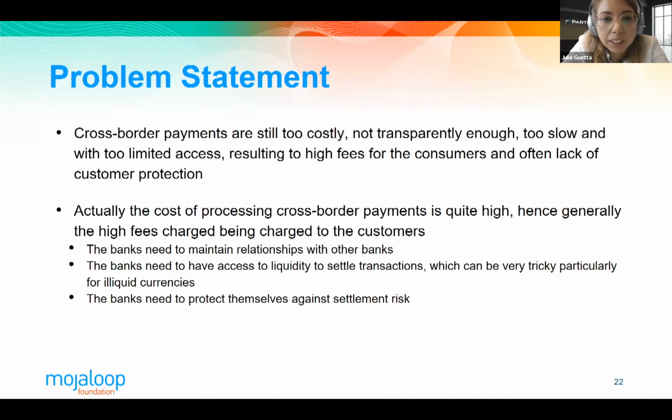Reason one is that at the end of the day, you still need to maintain relationships with other banks. So you need to have a network of relationships to be able to settle a cross-border payment. And this remains true when you link to the IIPS system. For example, Nexus still relies on this to settle their payment.